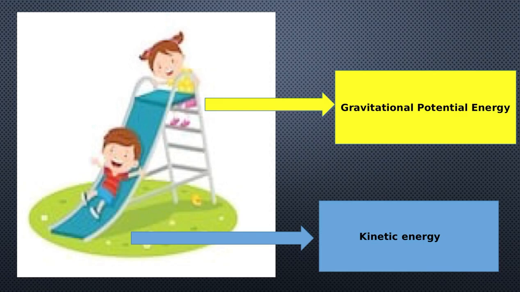And once you start to push your body on the slide, this gravitational potential energy starts to change from its form to another form of energy, which is called kinetic energy. When I say the word kinetic, it means the energy that causes something to move, or the energy of motion of an object. So the high gravitational potential energy at the top of the slide will change into kinetic energy, or energy of motion. This is what causes your body to move over the slide with a high speed.